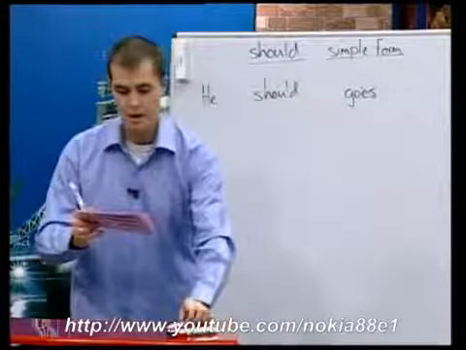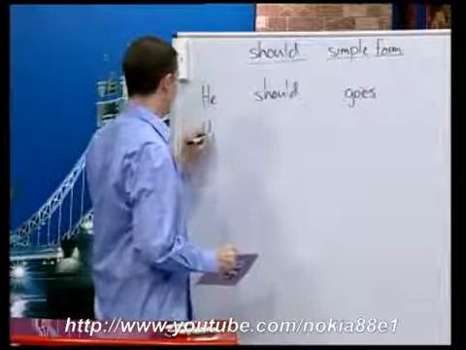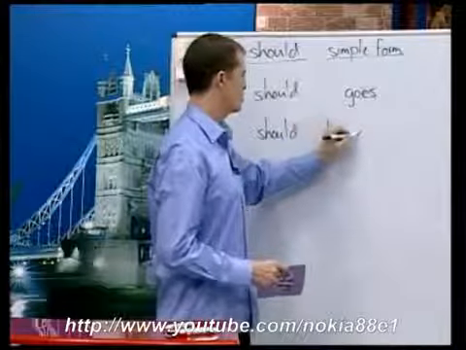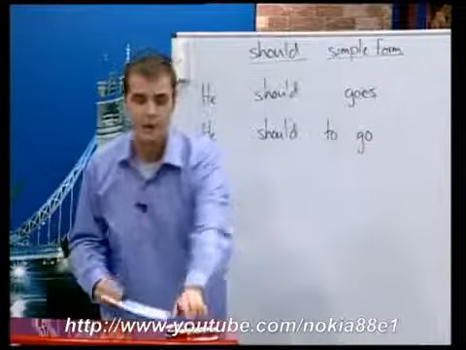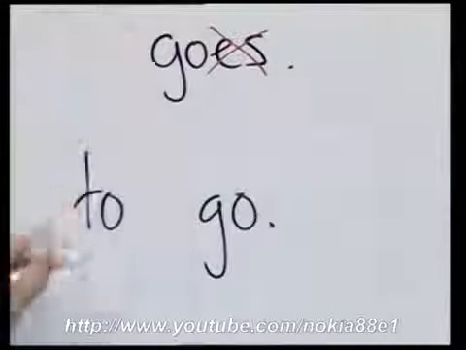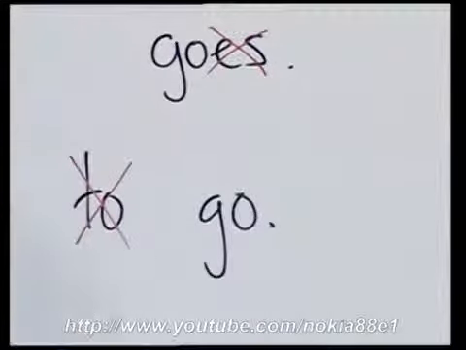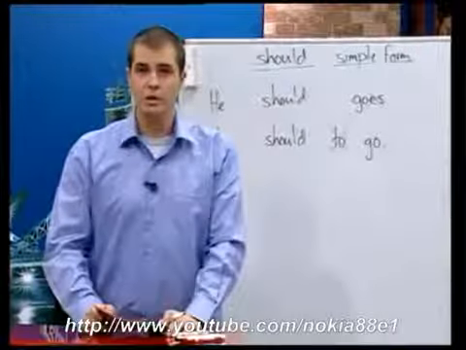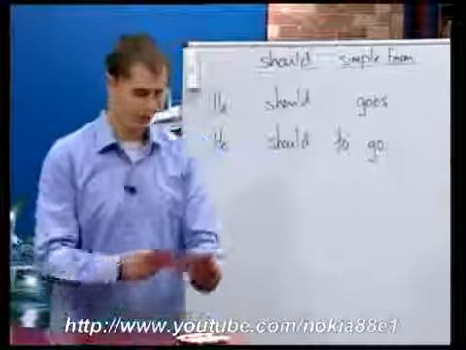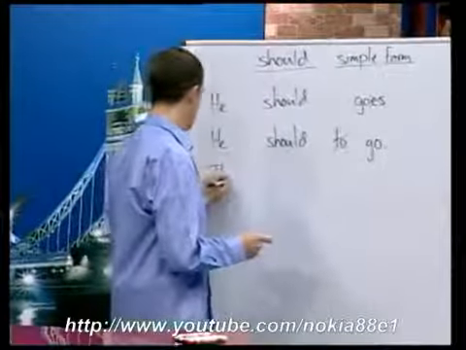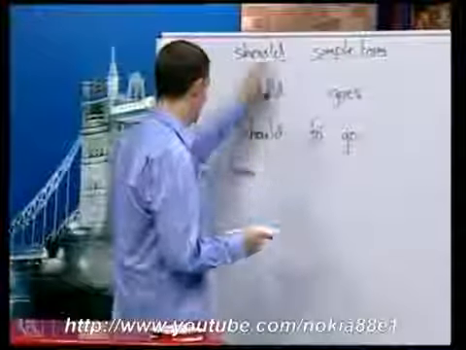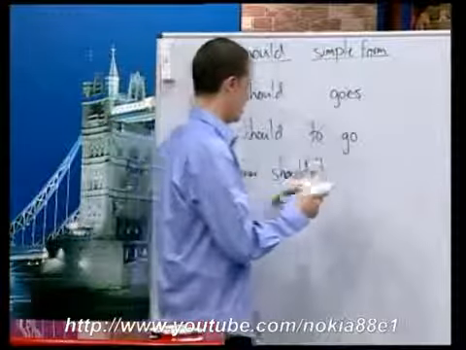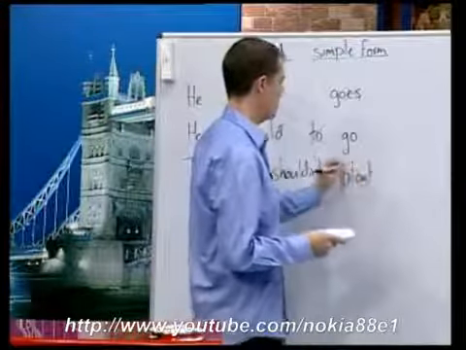Let's do another one. Infinitives are also incorrect. He should to go. It's wrong because to go is not the simple form. He should go. It's easy. The negative of should is should not or shouldn't. So the farmer shouldn't plant, simple form, his crops.